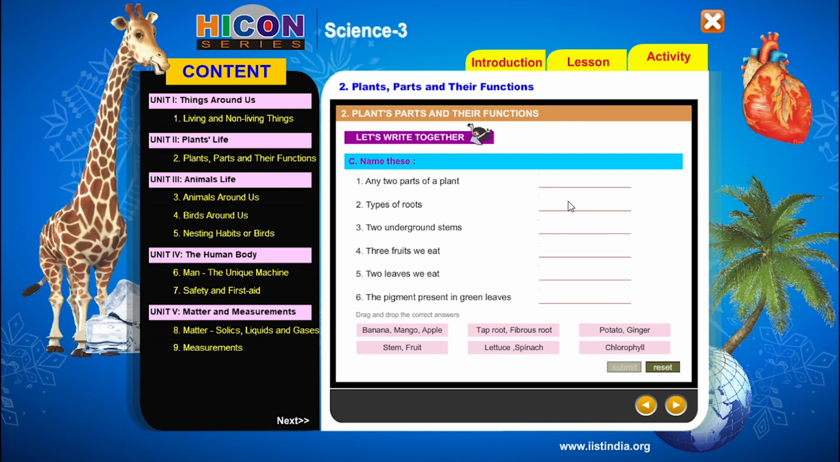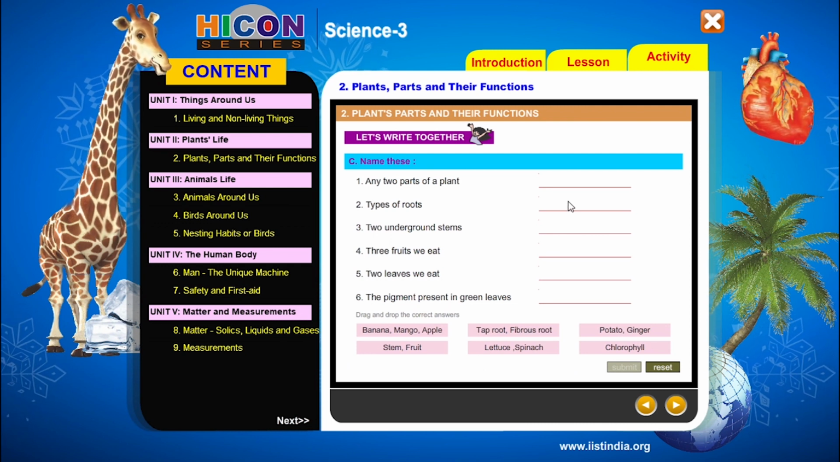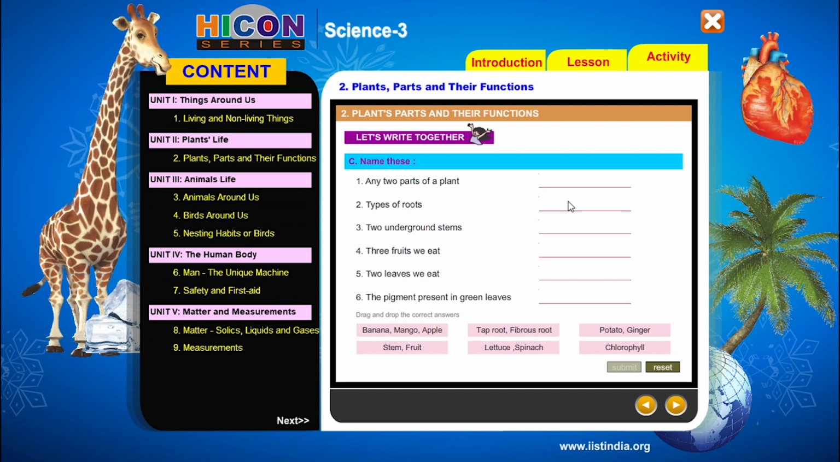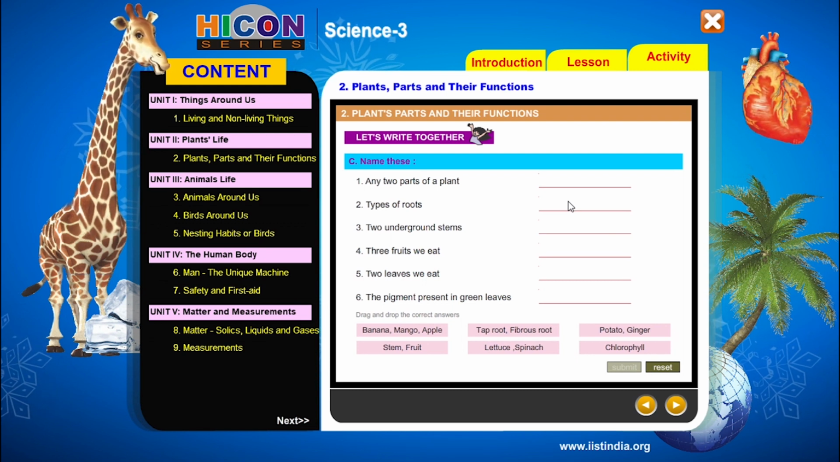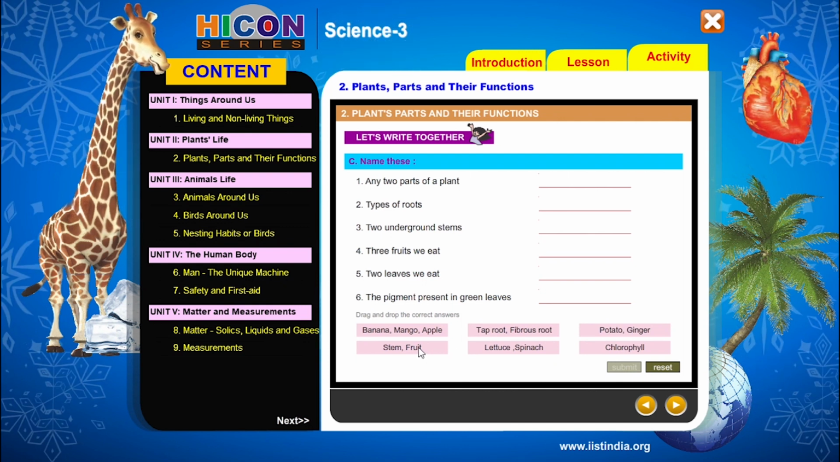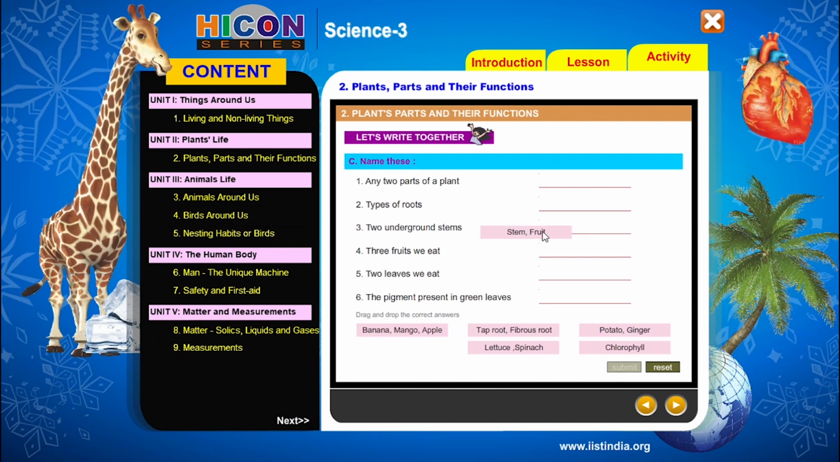Now we have to choose the correct answer and write that correct word in the blank. So read the first one. Any two parts of a plant. So children, among these six answers, which are the parts of a plant? Which one represents parts of a plant? Yes, stem, fruit represents parts of the plant. So write the word in the first part.